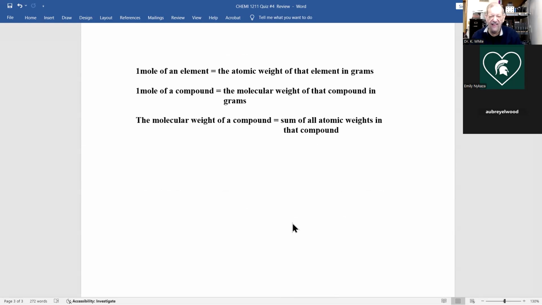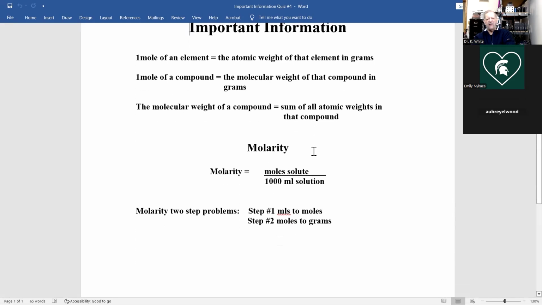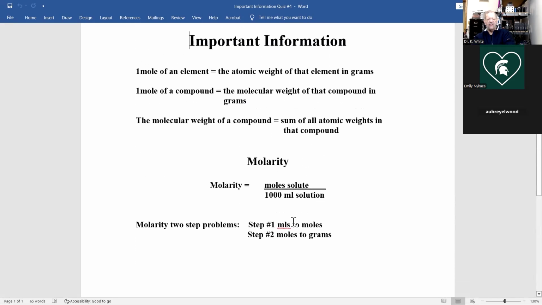Now, one thing I neglected to tell you that I should show you right now, if you go to the Blackboard lecture section, you'll find the important information quiz 4 file. And on the last page of quiz 4, this is the information you will get.